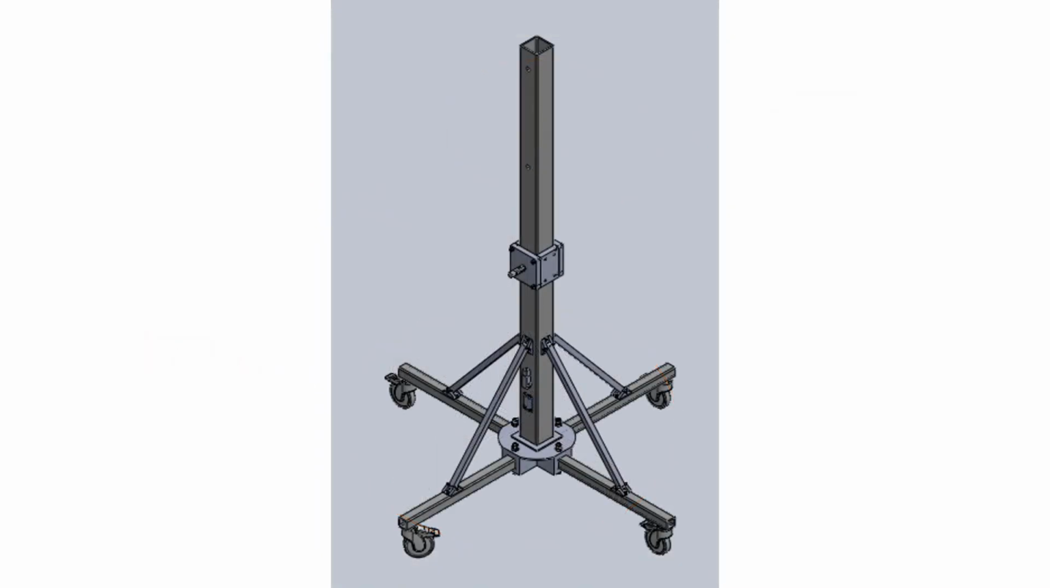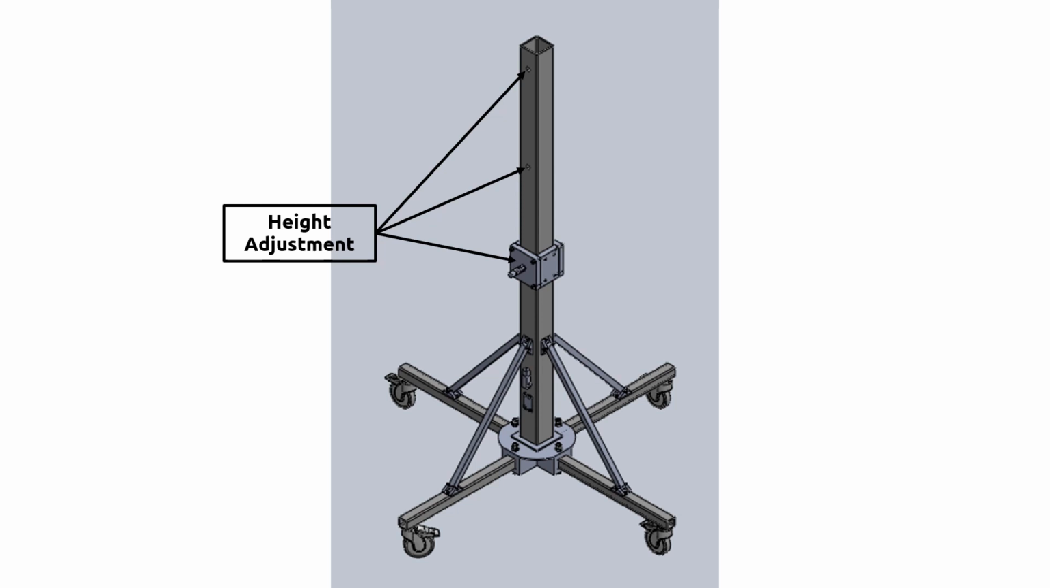The height of the antenna is adjusted by pulling a pin from small holes on the stand. The pin should be placed into the corresponding pinhole to hold the arm in place once a desired height is reached.